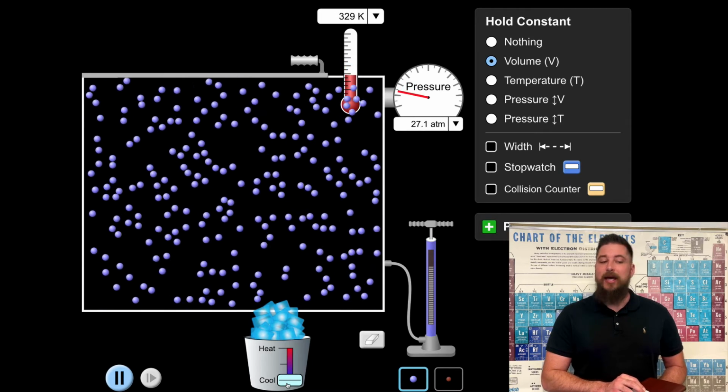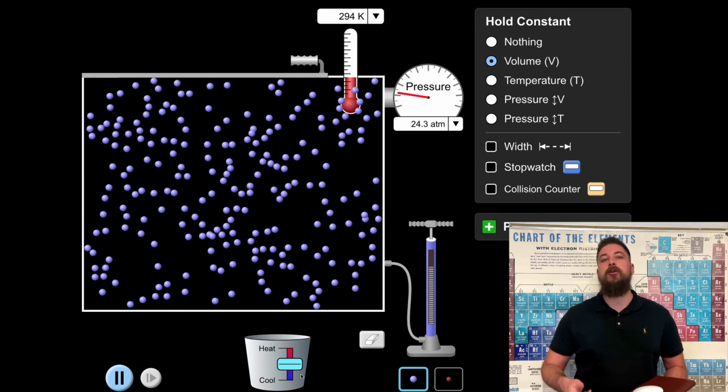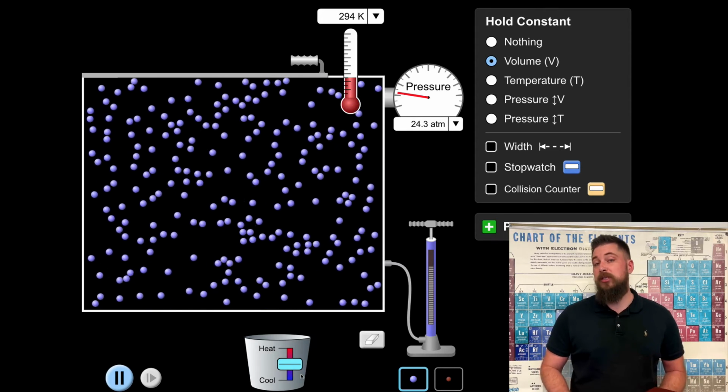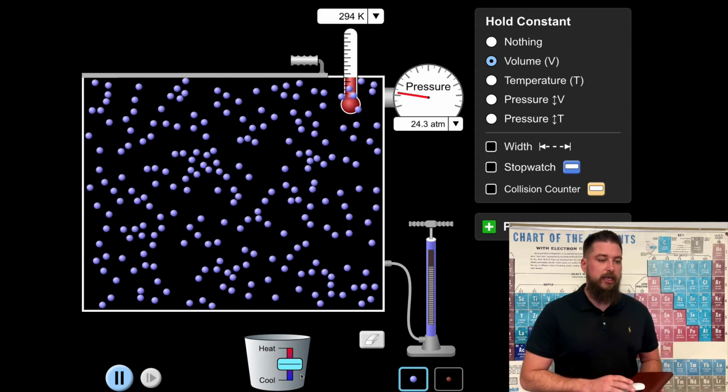This is called a direct relationship. A direct relationship means as one goes up, the other one goes up as well. As one goes down, the other one goes down. So if you increase temperature, you're going to increase pressure as well.